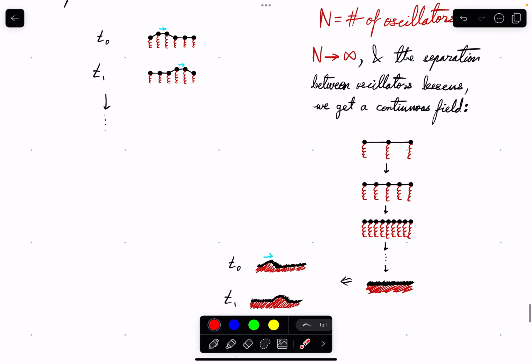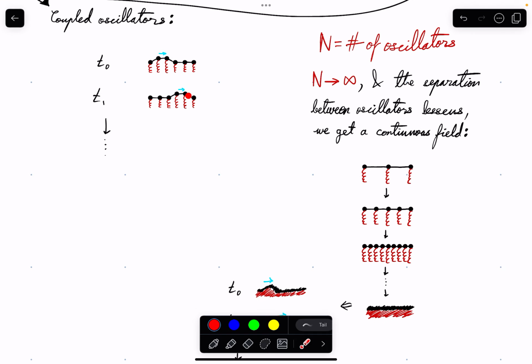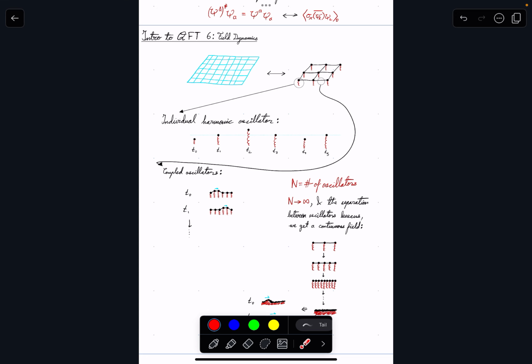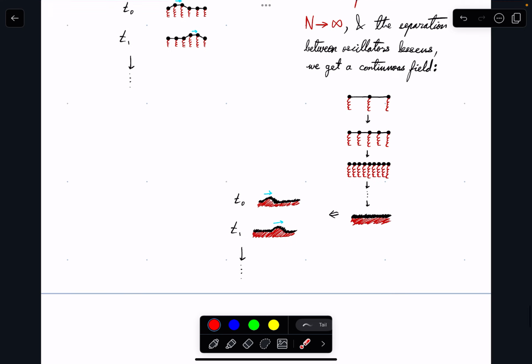So as fields, or as these matrices, become more and more dense and more coupled, then as you take that limit to infinity, it just becomes a continuous solid field, and the dynamics are the same as if they were just coupled oscillators. So you can imagine a field like this, just like a mattress of springs.